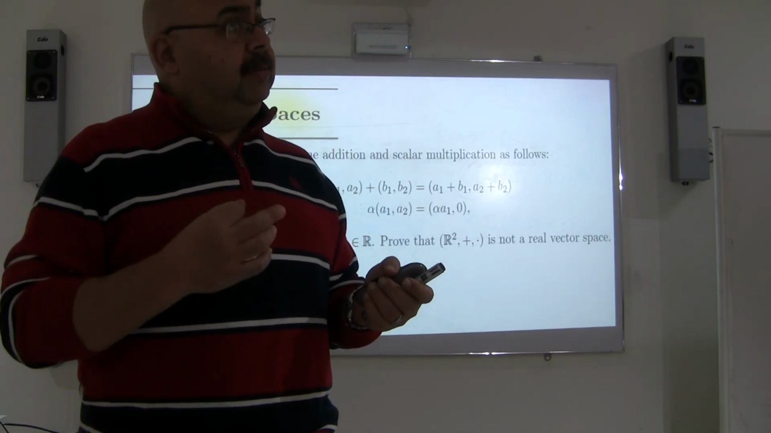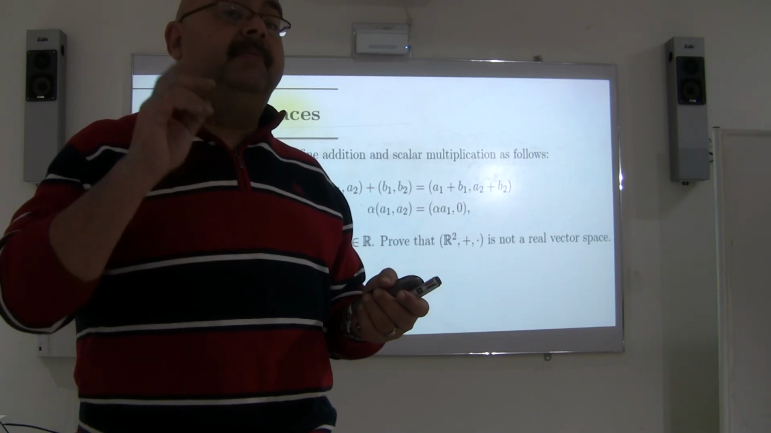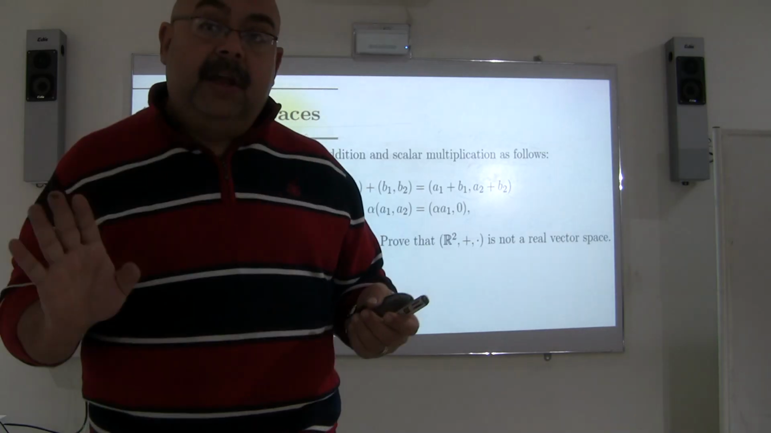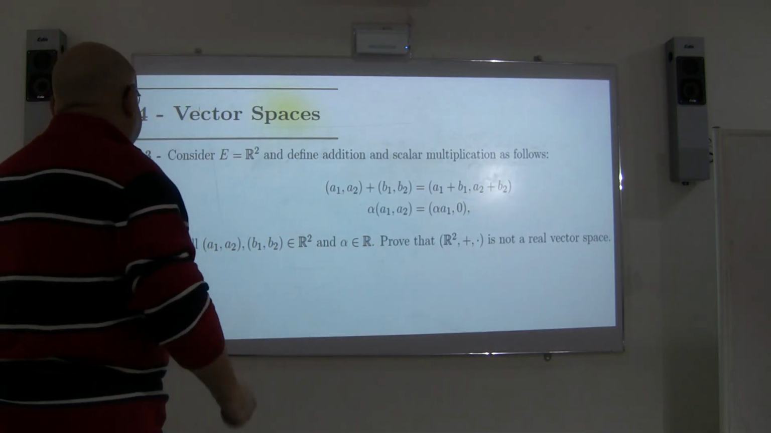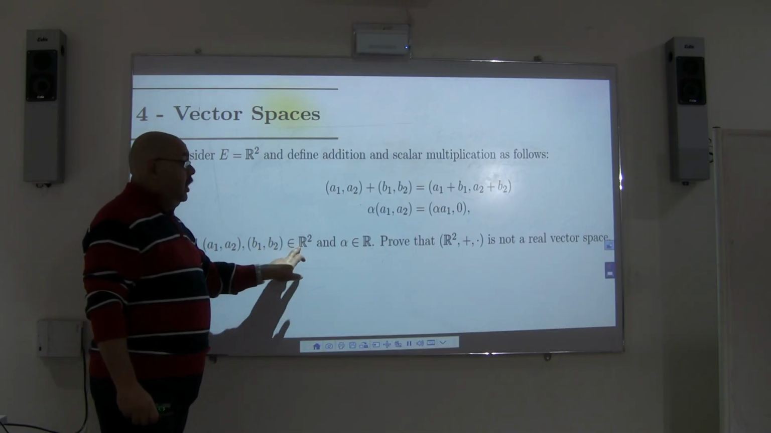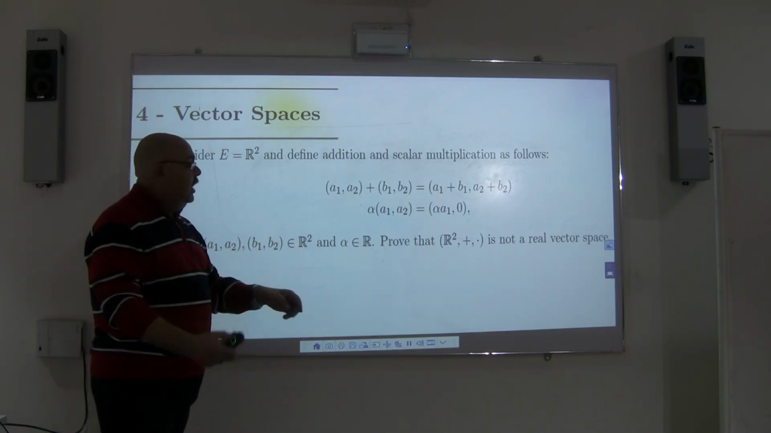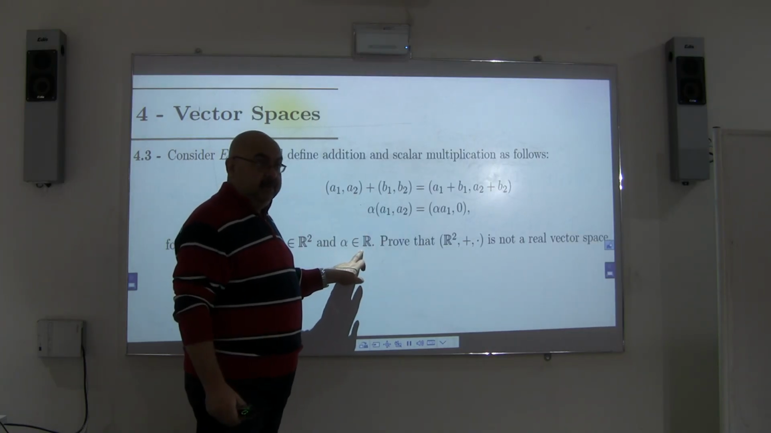Once you try to multiply by a scalar, it will be multiplied in the first component only. The second will be 0. Okay. For all A1, A2, B1, B2 belonging to R2, and all scalars belonging to R, to the set of real numbers.